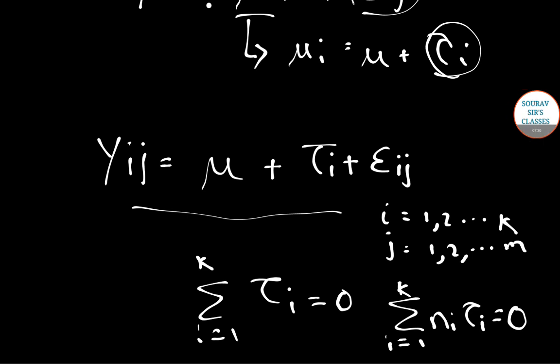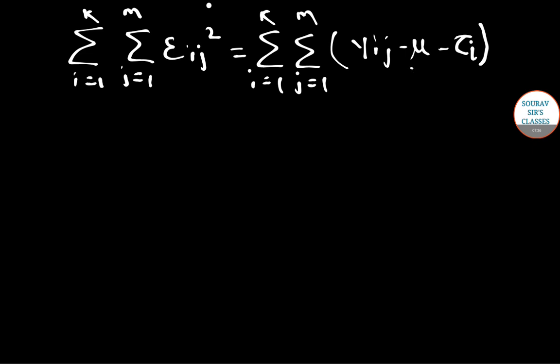When ni observations are taken for the ith factor level, the least squares estimates of μ and τi can be obtained by minimizing the summation of εij squared, which is equal to this. To obtain the estimates, we have to minimize it with respect to μ and τi. Here, we have also made the assumption that all the samples are of the same size.